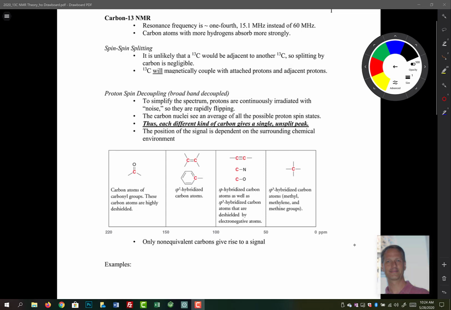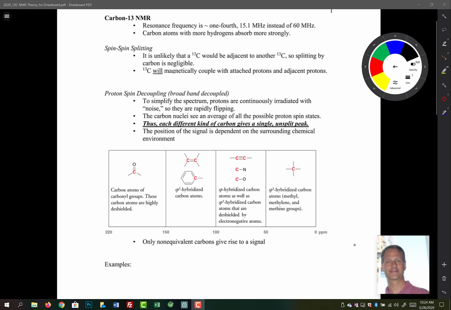Well, carbon-13 NMR is based on the same principles that we talked about for proton NMR. There's a couple differences though. So the resonance frequency is about 1/4 of the resonance frequency of a proton, which is 60 megahertz. So it's about 15 megahertz. The other thing is carbon atoms with more hydrogens will absorb more strongly. We'll see that a little bit down below.